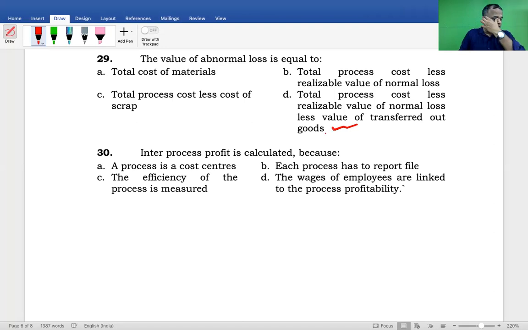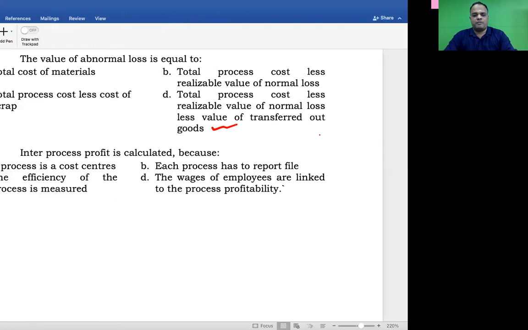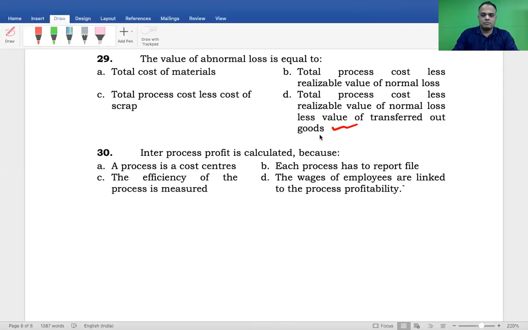It's purely based on process costing only. Inter-process profit is calculated based on a process. A process is the cost center. Each process has to report. The efficiency of the process is measured. The wages of employees are linked to the process profitability. No. It's for the purpose of measuring the efficiency of the process. Therefore, answer.